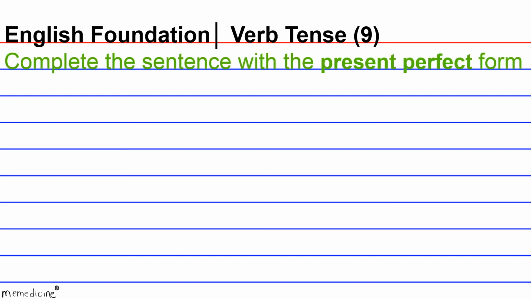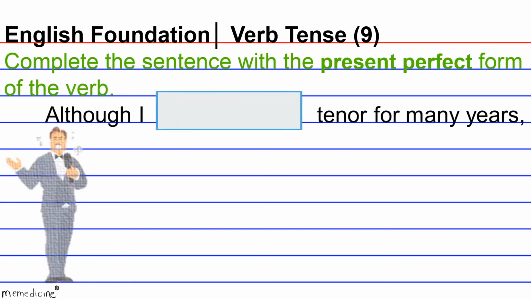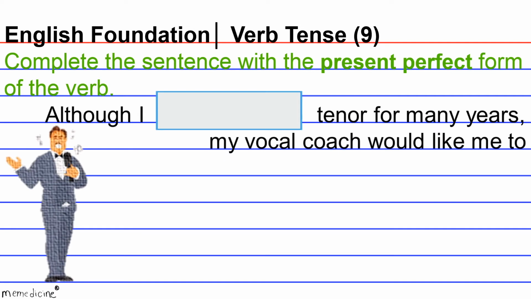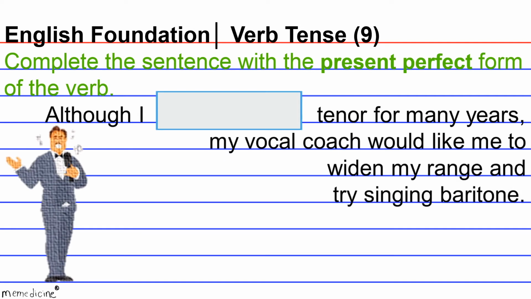English Foundation, Verb Tense, question 9. Complete the sentence with the present perfect form of the verb. Although I blanked tenor for many years, my vocal coach would like me to widen my range and try singing baritone. The task here is to shift the tense of sing to its present perfect verb form.